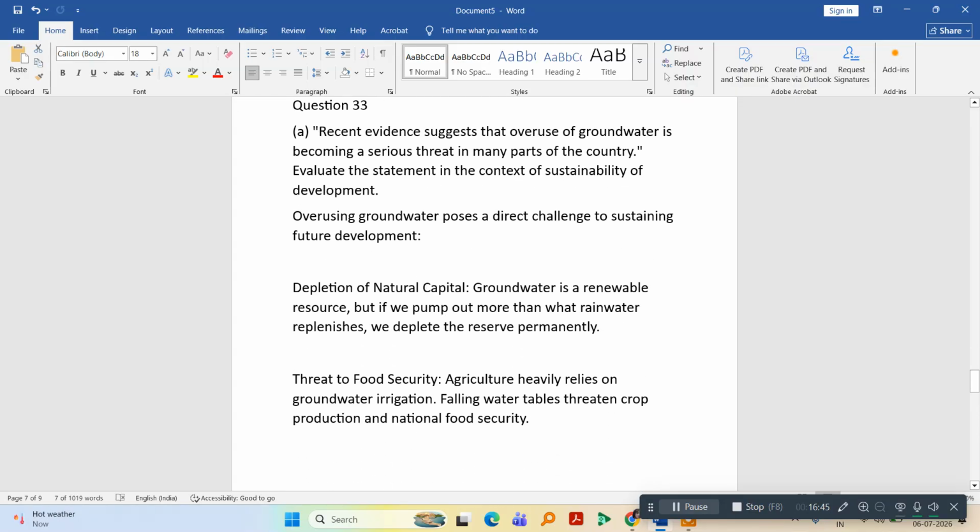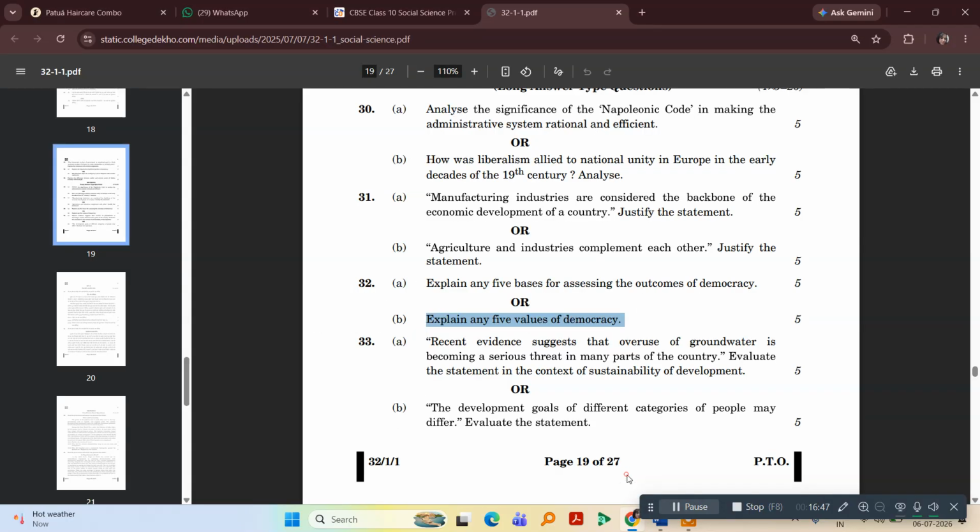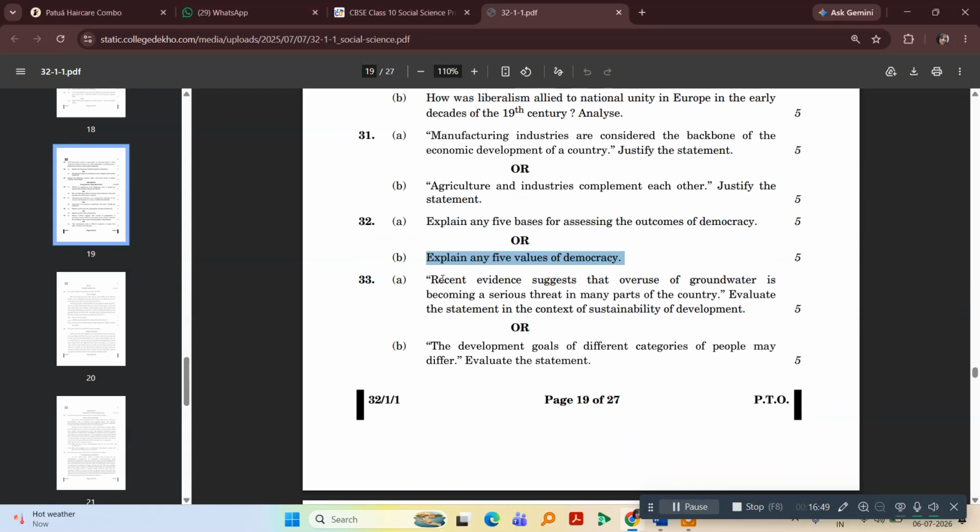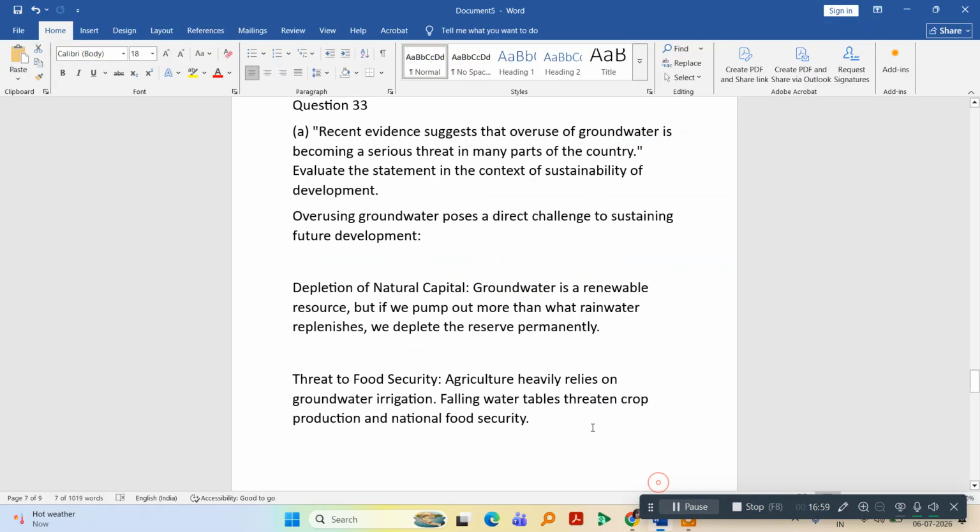Then let us discuss the 33rd question. It is the very last question. There are two parts in this question. These questions are with regard to geography. Recent evidence suggests that overuse of groundwater is becoming a serious threat in many countries. Evaluate the statement in context of sustainability of development.